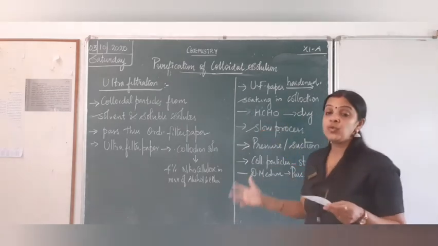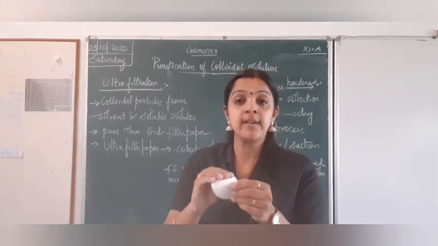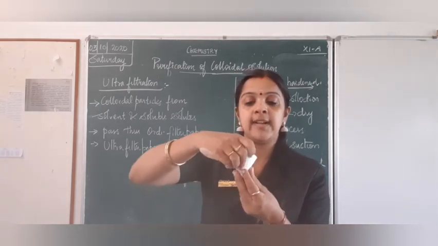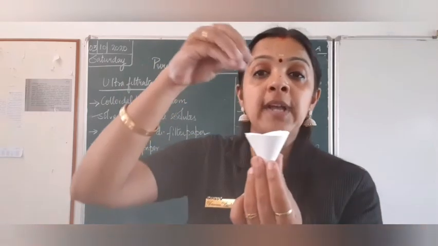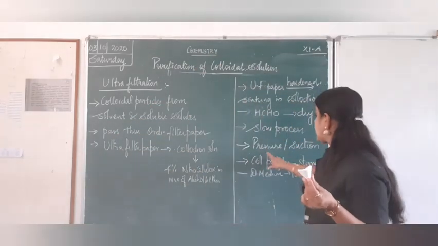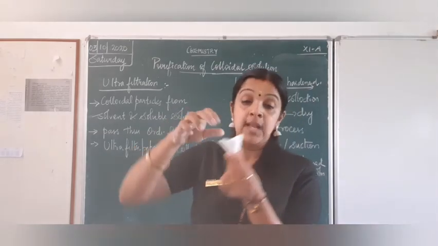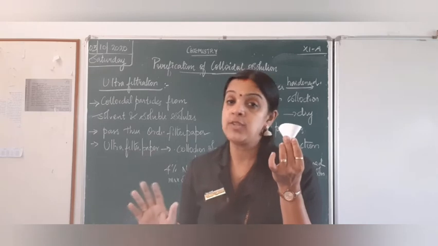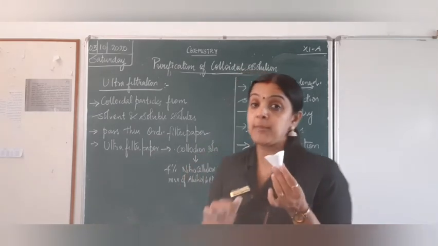Now I put my colloidal solution into this. How do I prepare it? I fold it in a triangle like this, then I make a funnel like this, right? Now through this I pour my colloidal solution. When I put my colloidal solution, all the colloidal particles will stay in the filter paper. But this is a very slow process. You need to wait for the entire colloidal particles to remain in the filter paper.